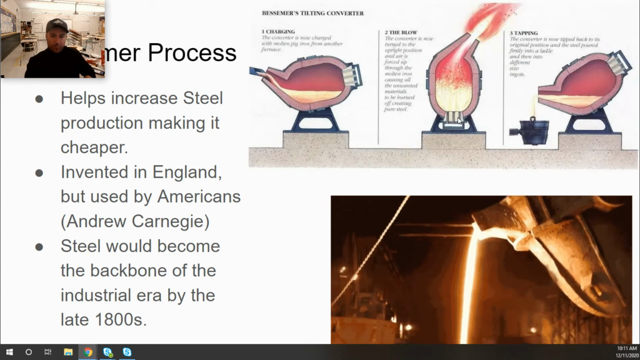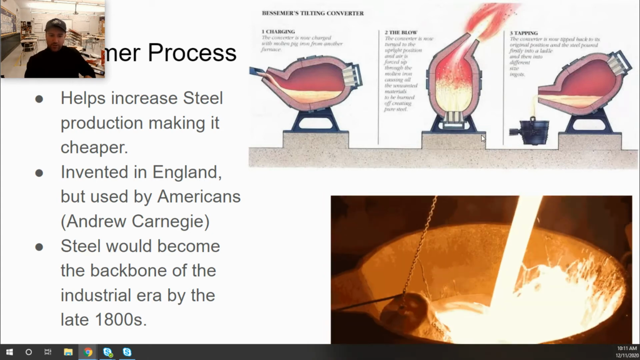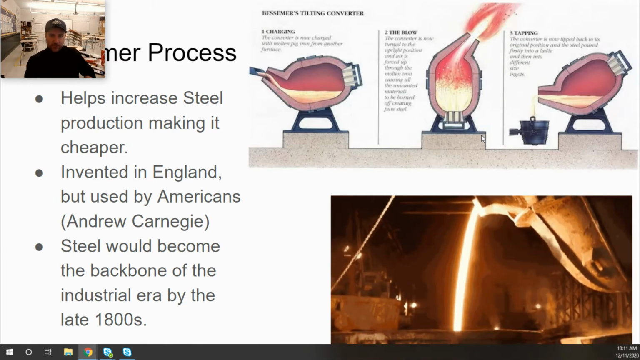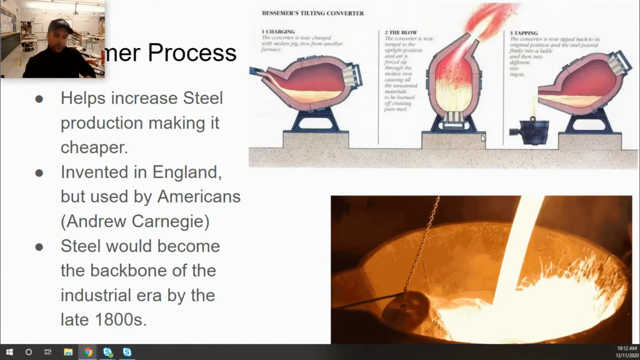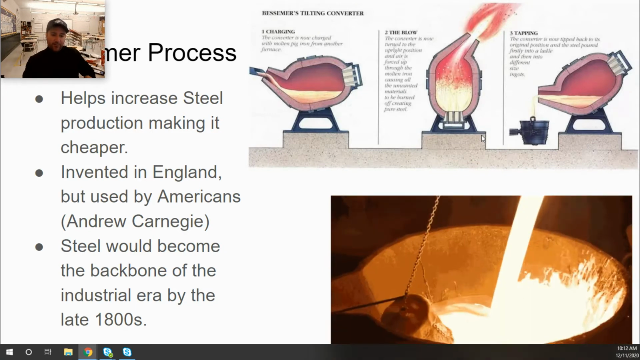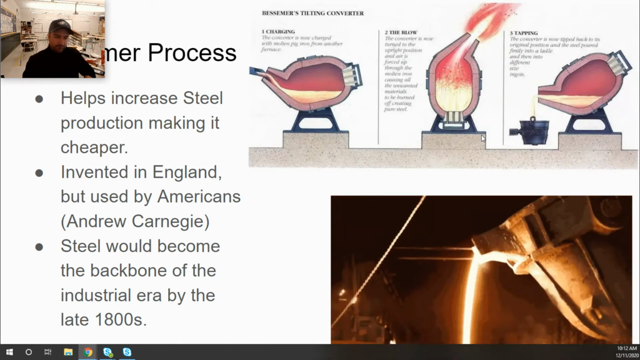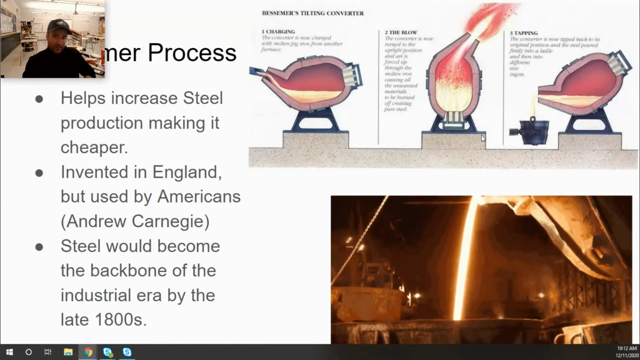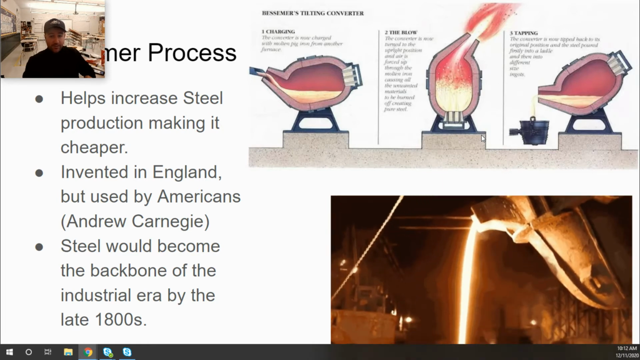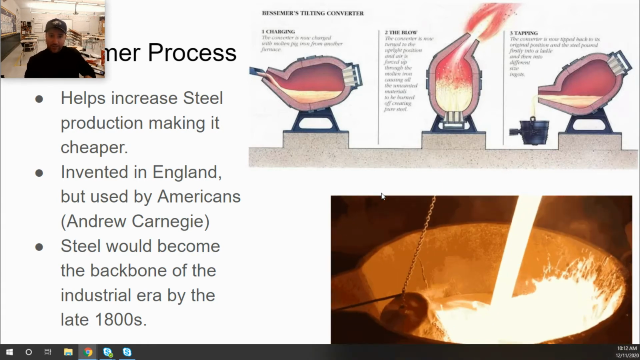And then by the time you pour it out, like what you see here in the GIF, you have molten steel, which has burned off all those impurities, and you have a very, very strong material that can be manufactured and molded into whatever you need. So steel becomes the backbone of the late 1800s and really a big part of the second industrial revolution. Steel replaces iron by the second industrial revolution.